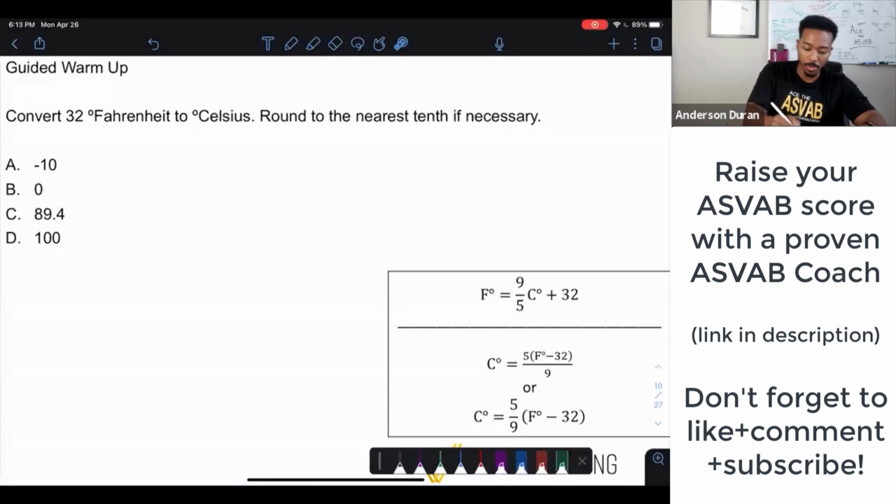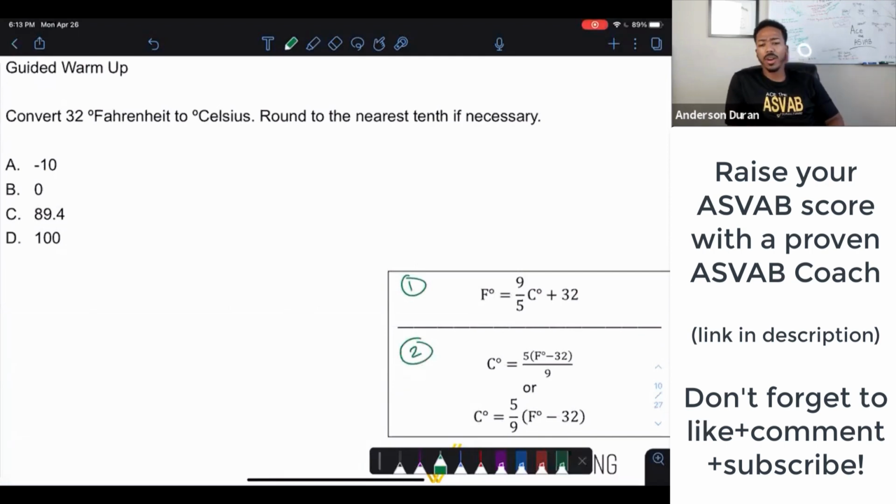Okay, so let me go ahead and mark this out here. 1 and 2. All right, so everybody, what's your vote? Go ahead and use the chat box for me, please. Just use the chat box. Which do you think we should use? Formula 1 or Formula 2 to get this problem done?